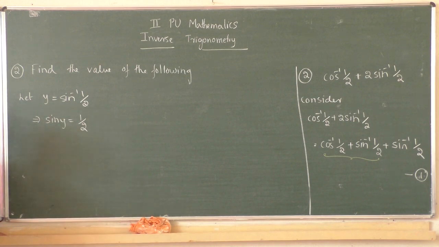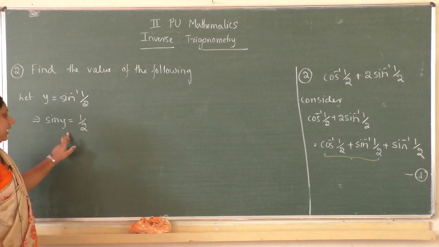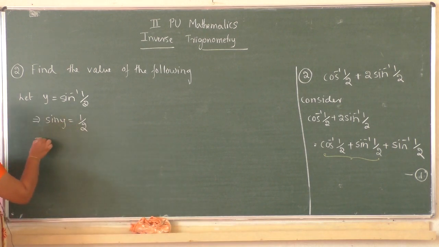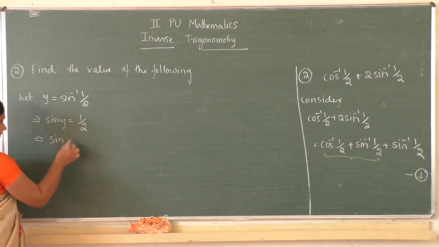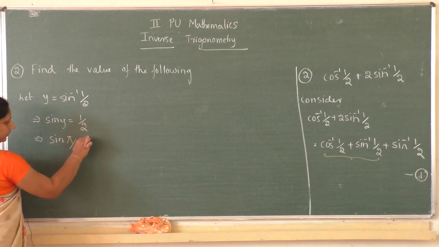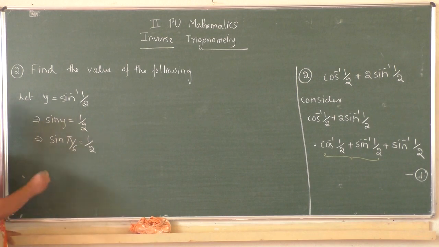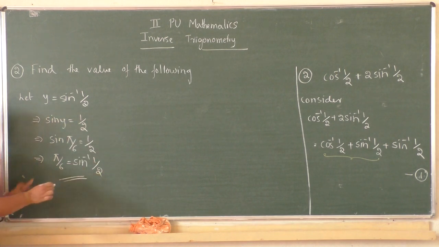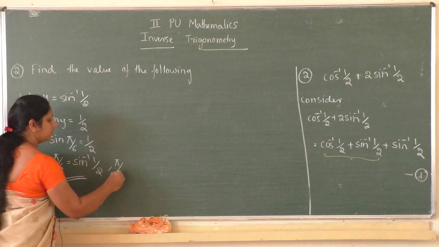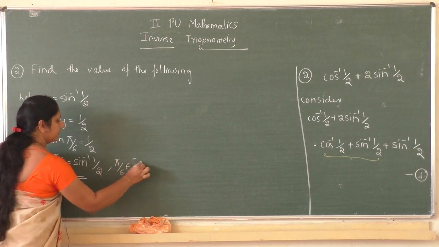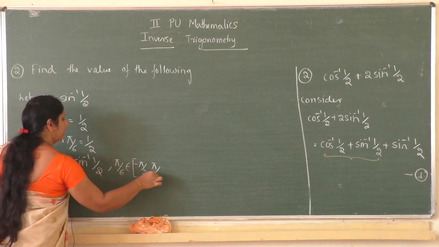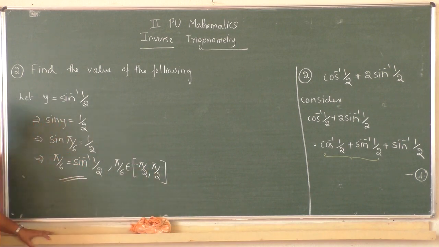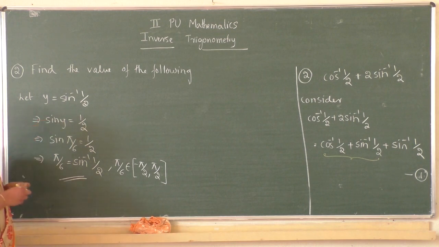Now check for what values of y sine y is equal to half, that is sine pi by 6, right? So pi by 6 equals sine inverse half, and pi by 6 belongs to the required range, that is the closed interval minus pi by 2 to pi by 2. What is the one more value of y that satisfies this equation?